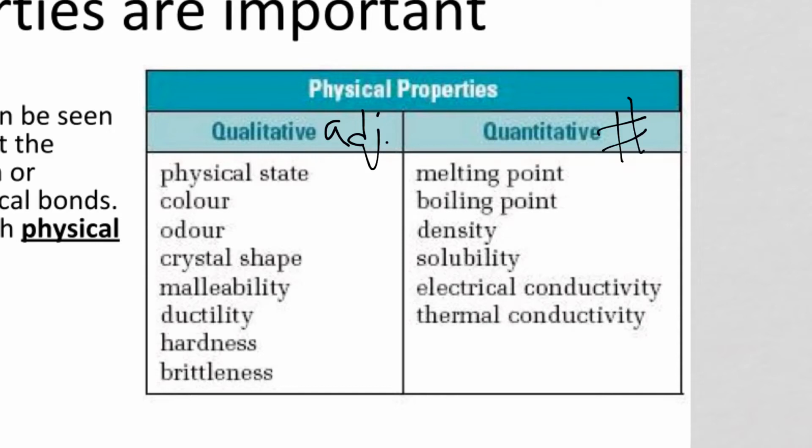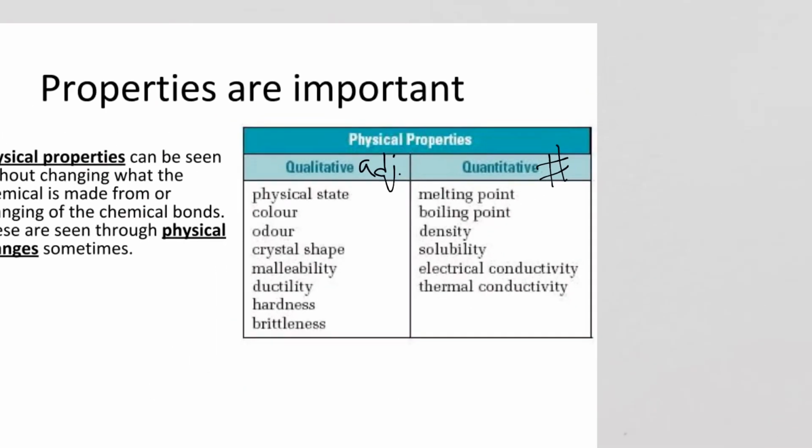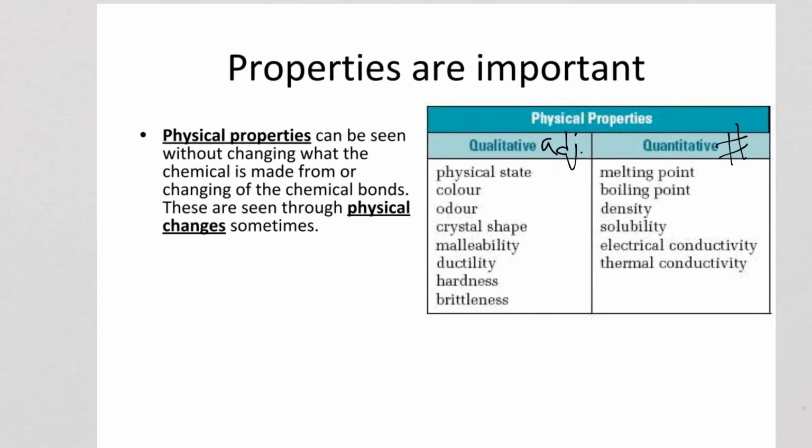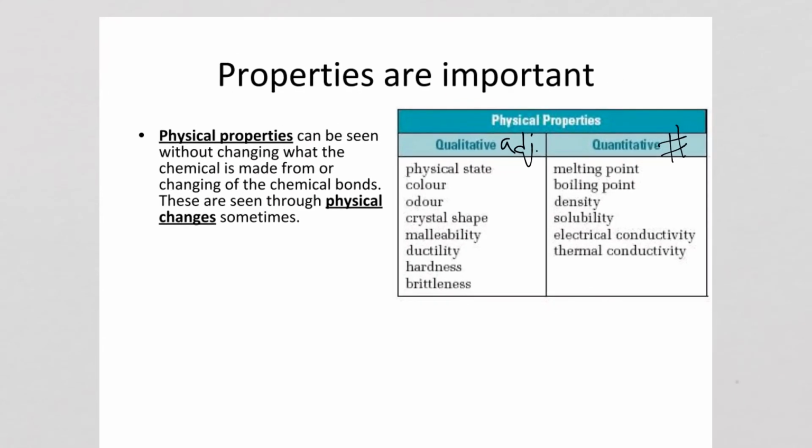Density, something like grams per milliliter. Solubility would be grams per 100 grams of, let's say, water is often the solvent. Electrical conductivity, thermal conductivity, those are numbers we won't be investigating, but are quantitative physical properties. Qualitative ideas, physical state, color, odor, these types of things that we use to describe different types of compounds are found with the idea of physical properties.